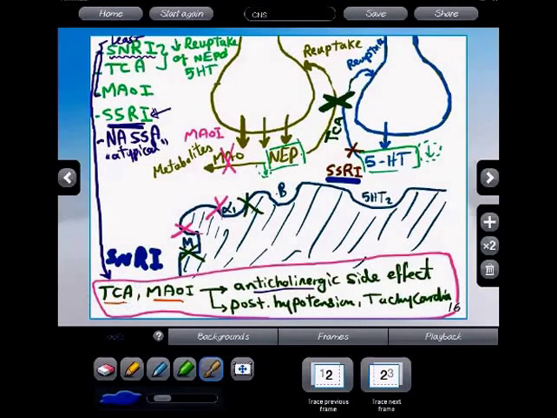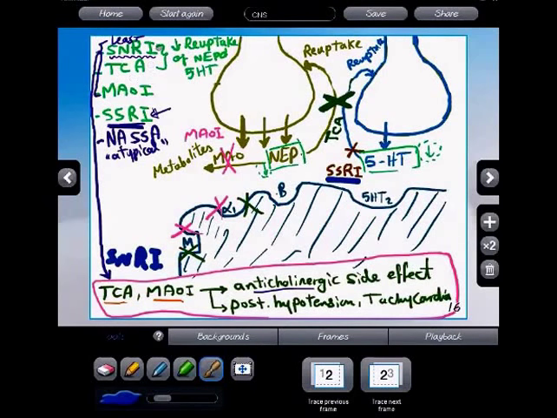So I can say the tricyclic antidepressant and the MAO inhibitors can lead to that anticholinergic side effect and postural hypotension, as well as tachycardia, because of the norepinephrine release, and this tachycardia can lead to a reflex that turns hypertension into hypotension.